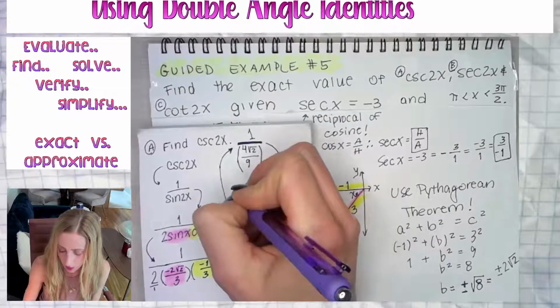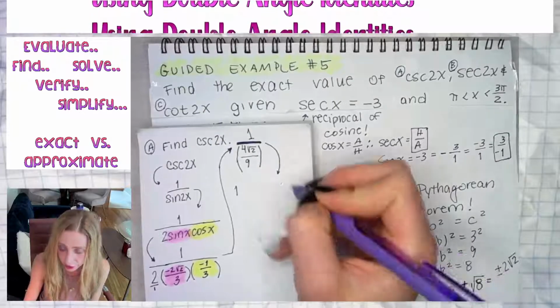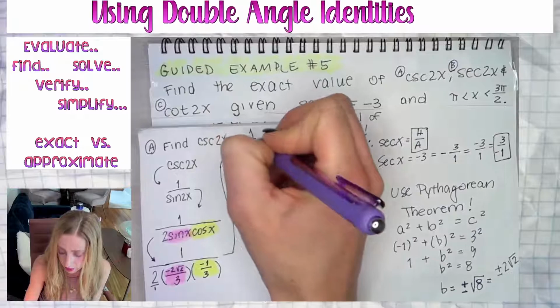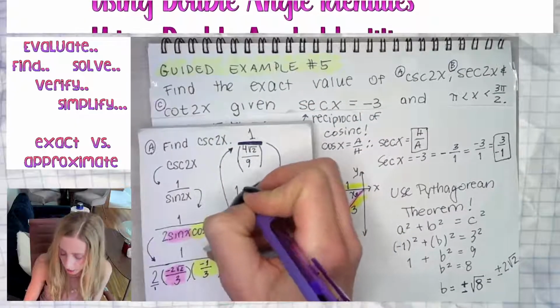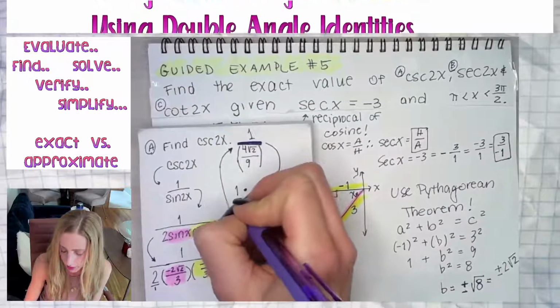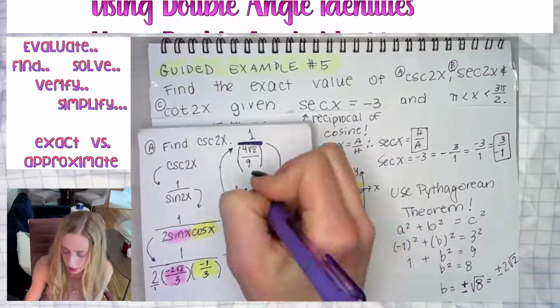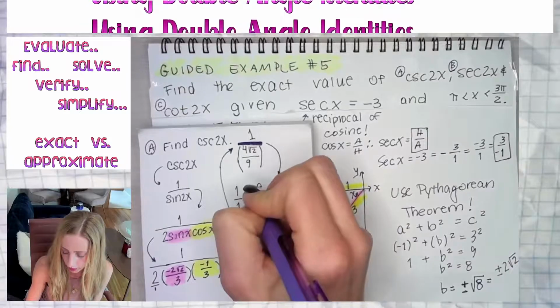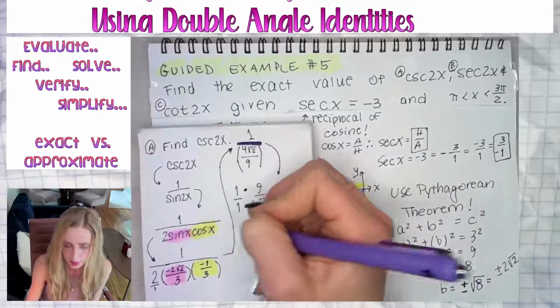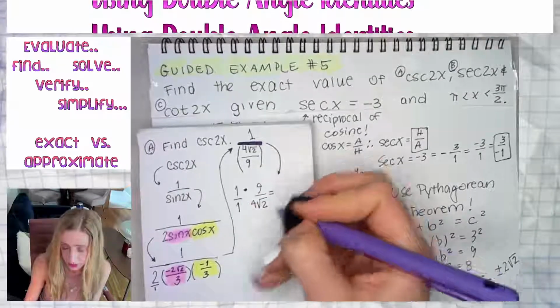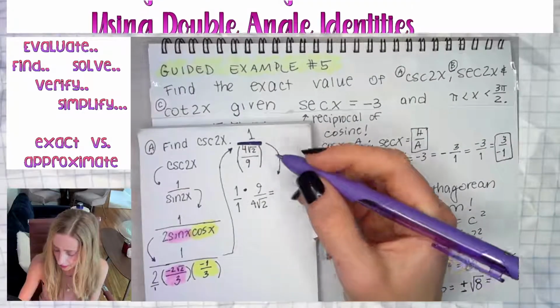Keep is 1. Change is changing this fraction bar operation, which is division, into multiplication. And remember, 1 is really 1 over 1. Keep, change, and then flip. 9 over 4 root 2. Obviously, multiplying by 1 is silly. And that's just our multiplicative identity. We get back the exact same thing.